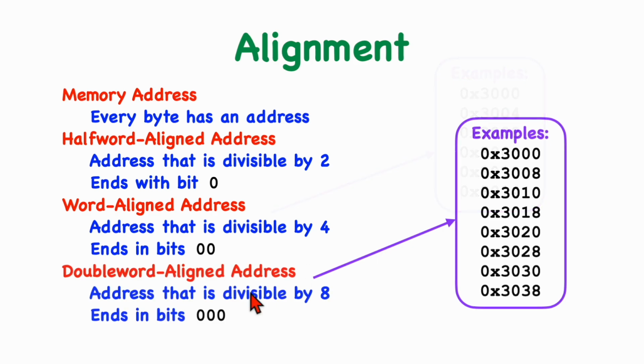And finally, we can define double word-aligned addresses. And these are addresses that are evenly divisible by 8. In binary, they end in 3 0 bits. And when expressed in hex, a double word-aligned address always ends in 0 or 8.